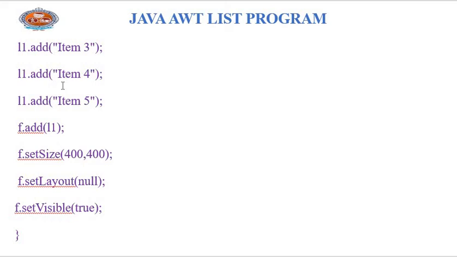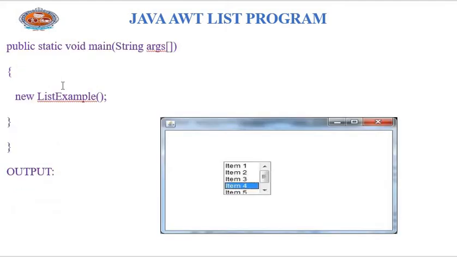Next f.setSize(400, 400). That means we can set the size, width is 400 and height is 400. Next f.setLayout(null), that means no layout manager. f.setVisible(true). Next, close the method. Next, main method, public static void main(String args[]). Main method open, new ListExample(). Okay, next close the main method and close the class.